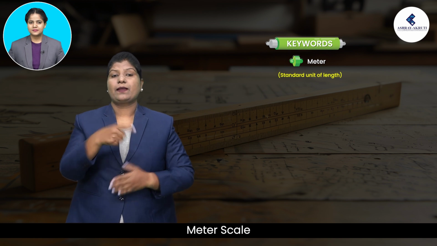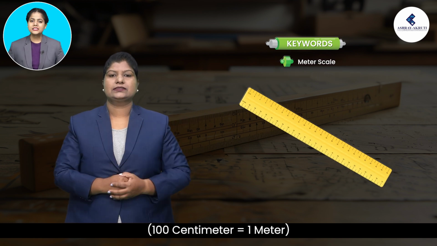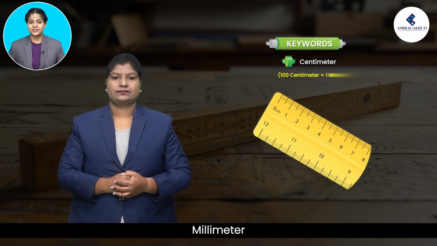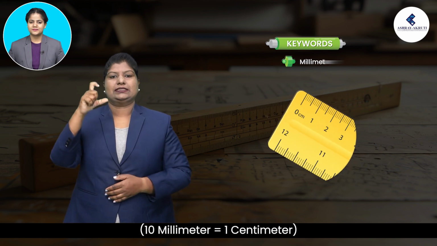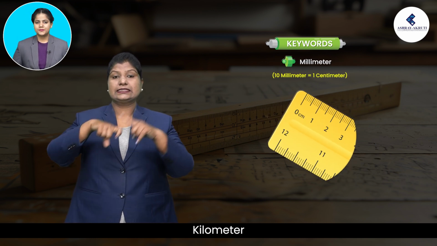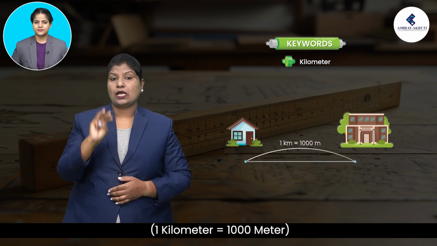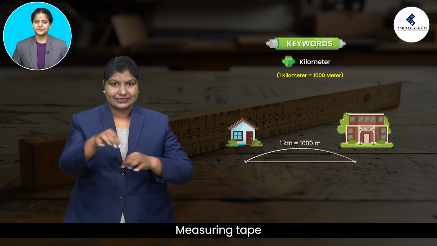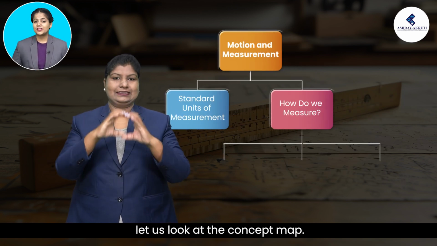Meter scale. Centimeter: 100 centimeter is equal to 1 meter. Millimeter: 10 millimeter is equal to 1 centimeter. Kilometer: 1 kilometer is equal to 1000 meter. Measuring tape. Before starting this session, let us look at the concept map.